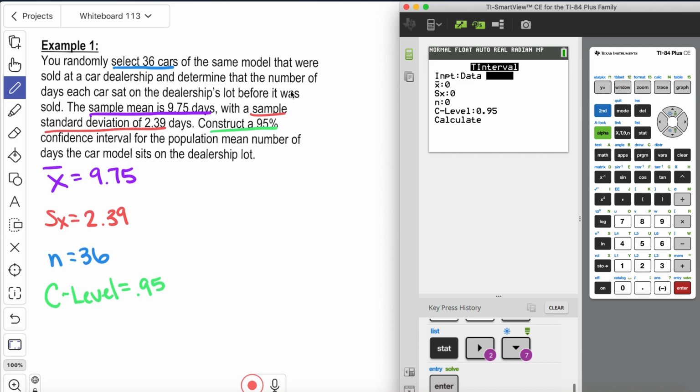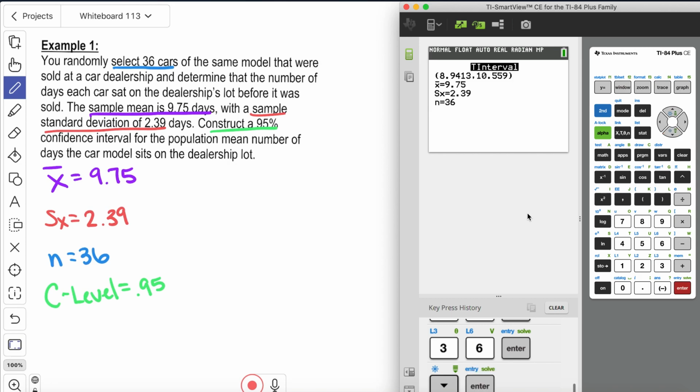So all I have to do now is come over here to my calculator and type those values in. The first one, I'm going to do it in terms of stats because I have these statistics that are given to me already. X bar, 9.75. S of X, 2.39. N, 36. The confidence level. Normally we would do inverse norm or inverse t and then add values to get to the confidence level. Here, we don't do any of that. The calculator will do all the work for us. So leave it as 0.95. Express it as a decimal. It's 95% confidence level. And you go to calculate.